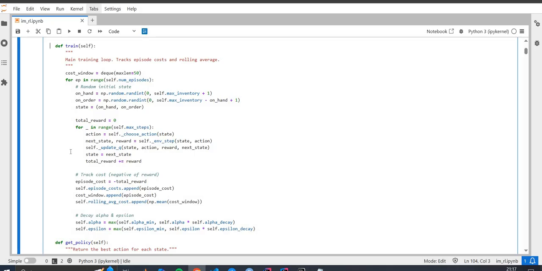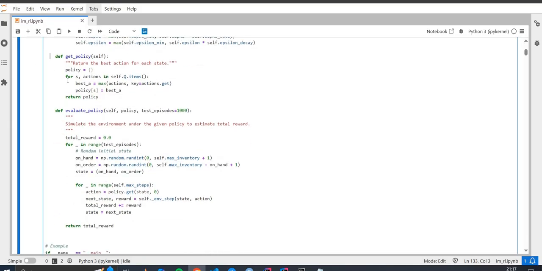And one last thing, the learning rate and exploration rate, I mean epsilon, are gradually decayed over time. And this means that at the beginning of training, the agent is exploring and learning rapidly. But as it gets more experience, it slows down the updates and relies more on what it has learned.